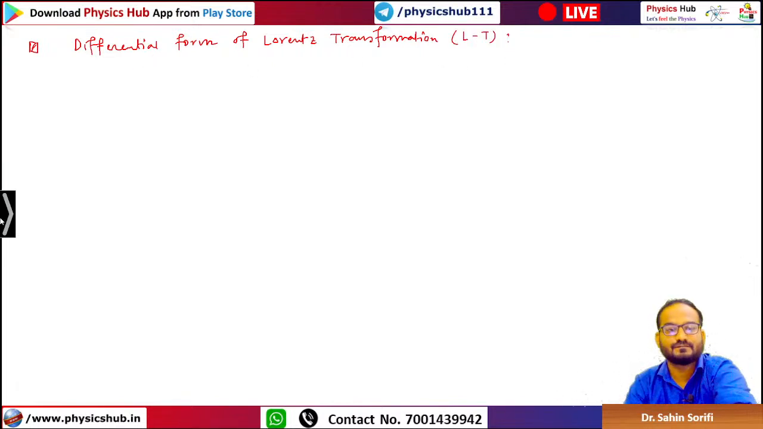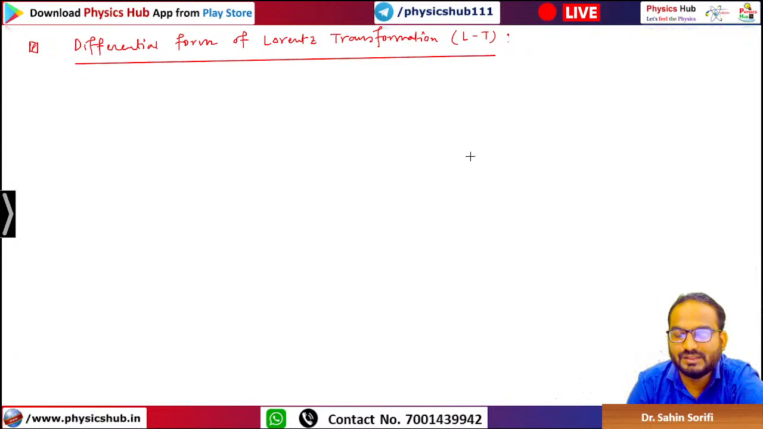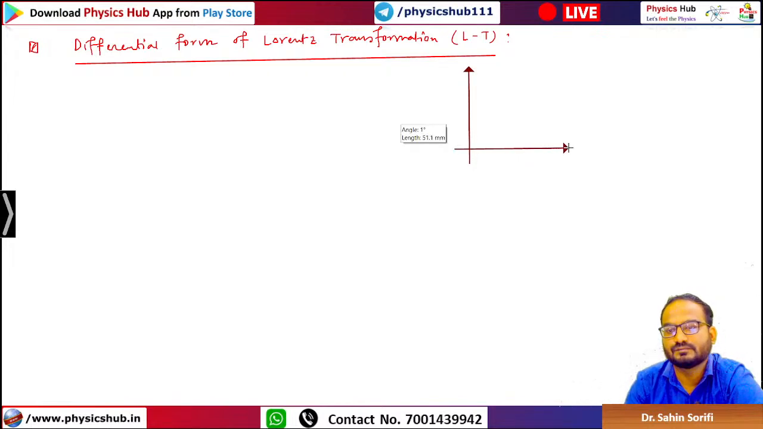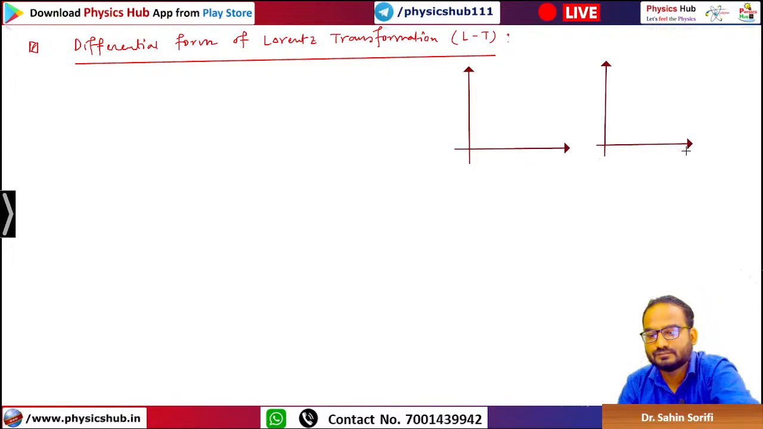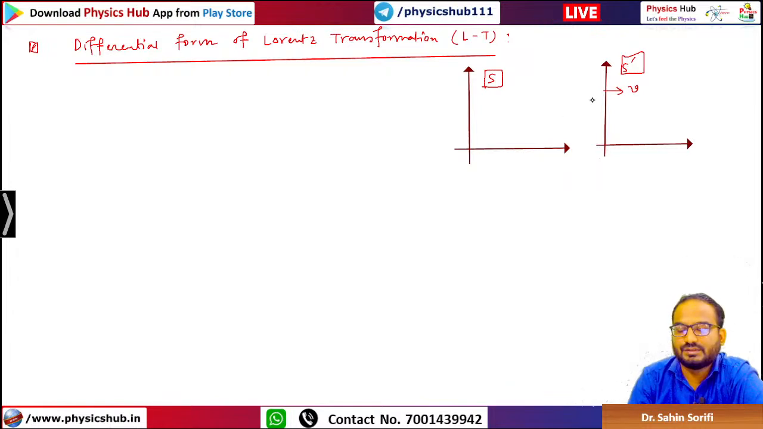Differential form of Lorentz transform. So it is like, S frame is the rest frame, and S prime is a moving frame which is moving with speed V with respect to S.